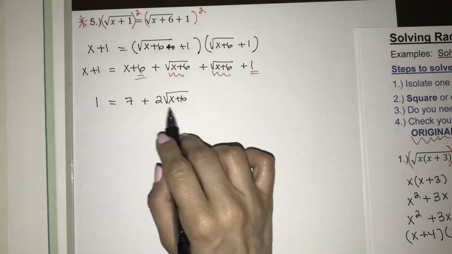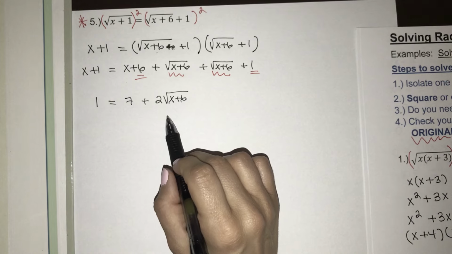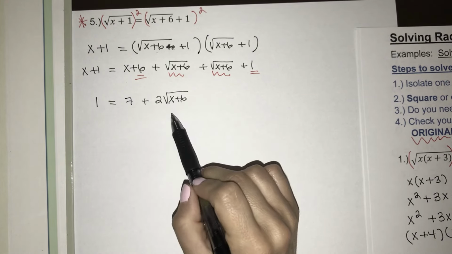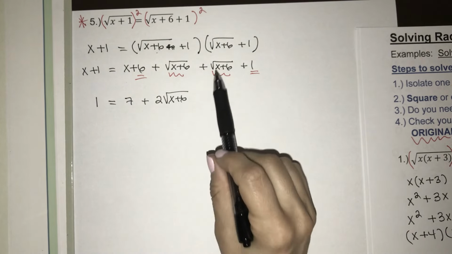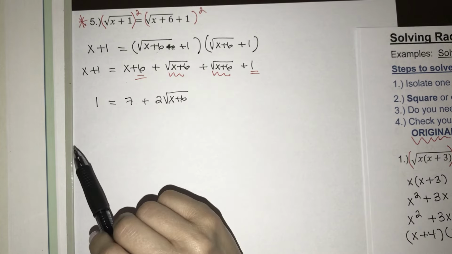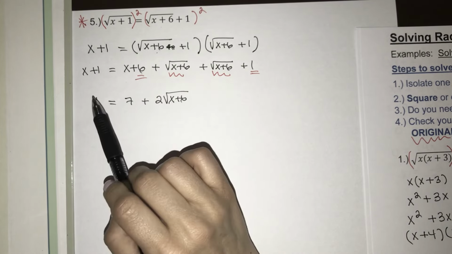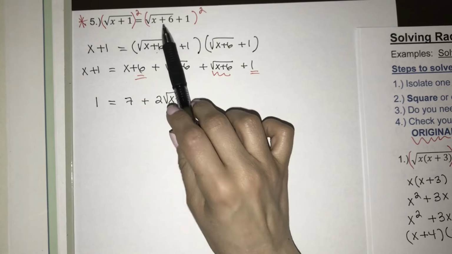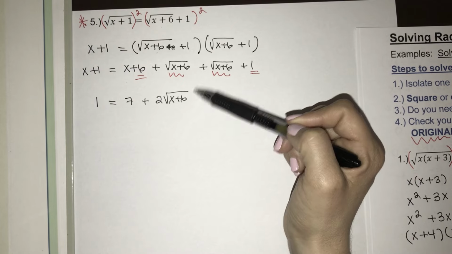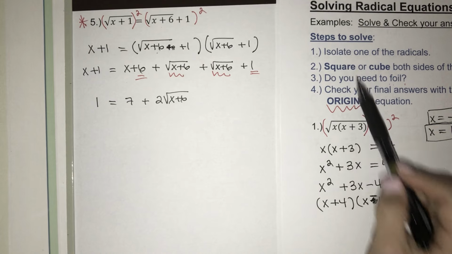Now at this point, this is where you have to go through the steps a second time. Why? Because we still have a radical in the equation. Notice we started off with 2 radicals, and I was only able to eliminate one of the radicals, this one. I did not get rid of square root of x plus 6. That's still here. So if you notice that this is happening, you have to square both sides again. I have to go through these steps.